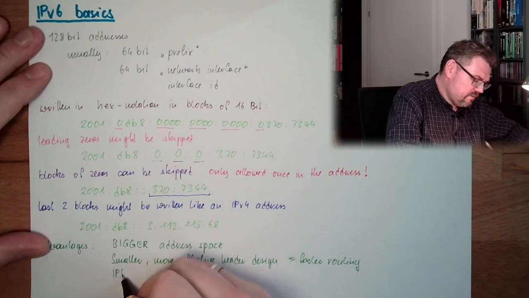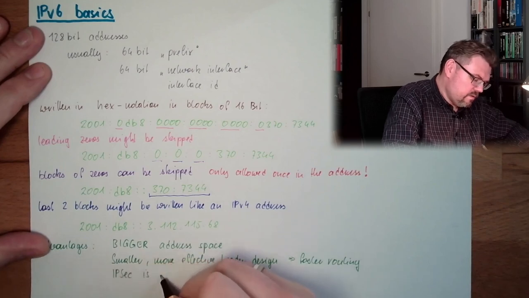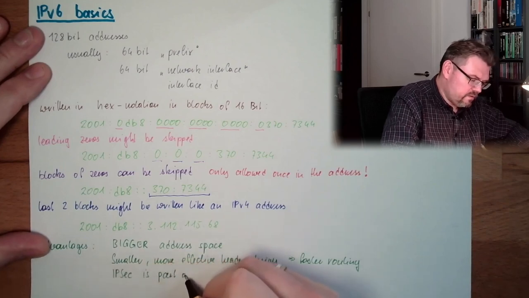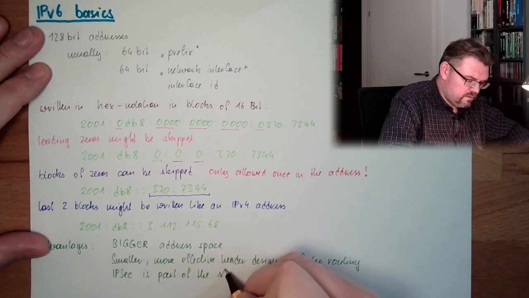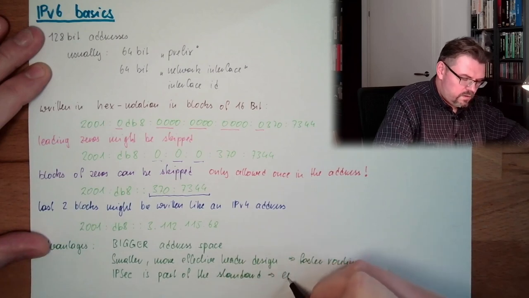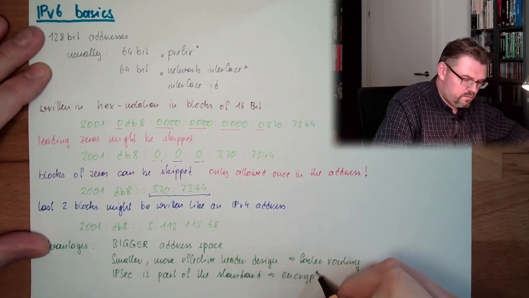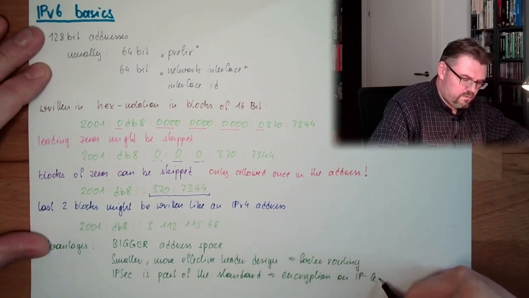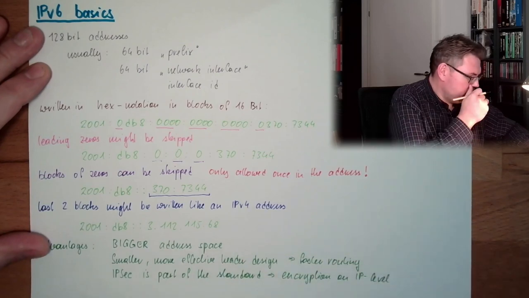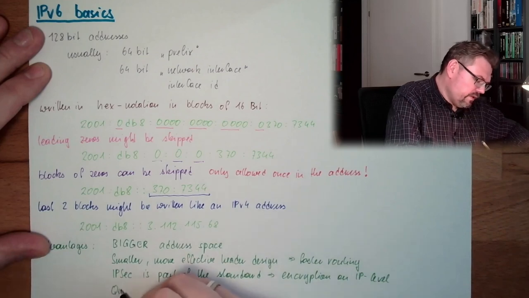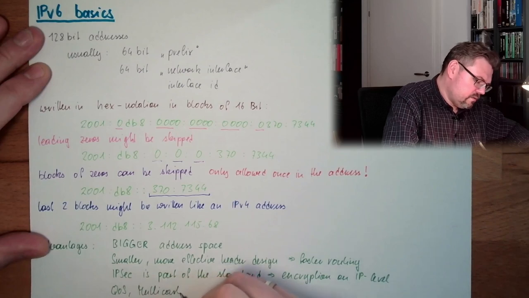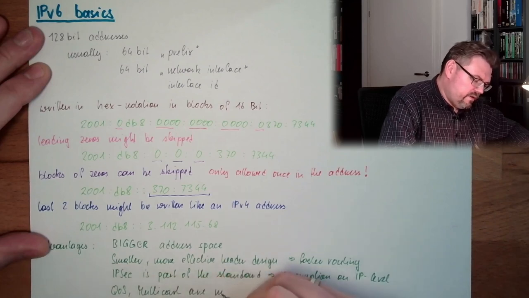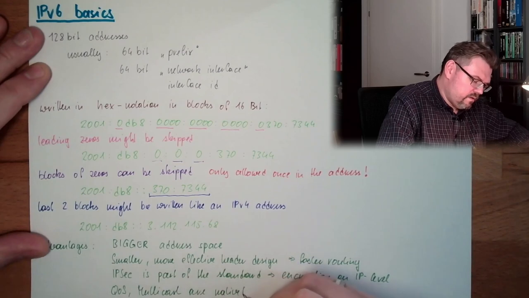IPsec is part of the standard: encryption on IP level. Then also quality of service and multicast are natively built in.